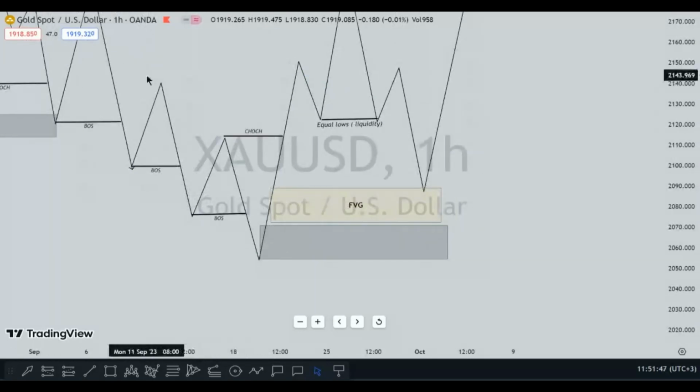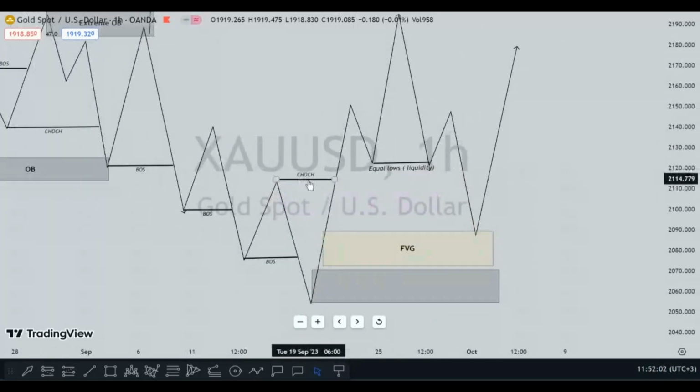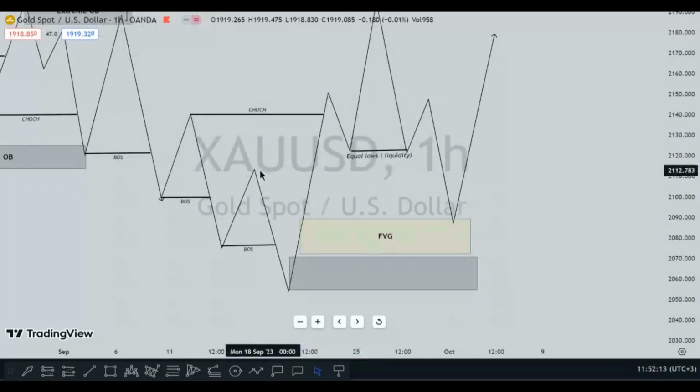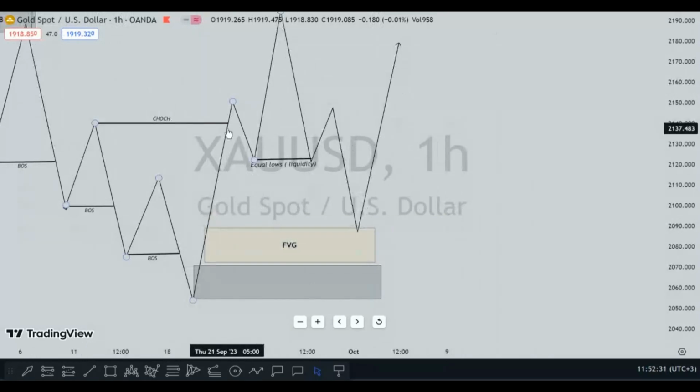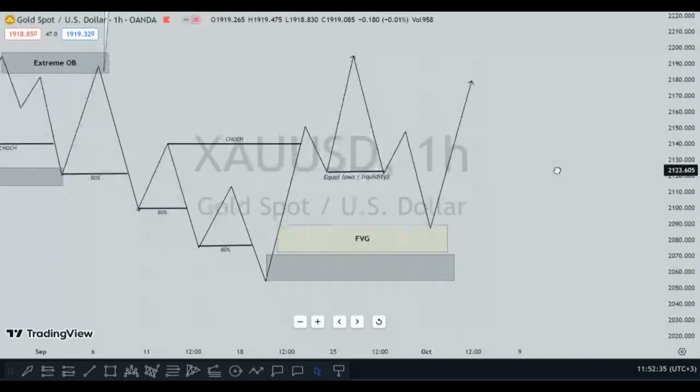Price moved up, didn't break this structure, moved down. Then this one becomes a valid break of structure. Moved up again, broke this. Oh, this one is not. This one is an internal structure, so this one is the valid change of character. Sorry. So this one is not a valid change of character. This one is because this one is the higher low. This one is the lower low. Confirmed lower low. So price broke this higher low, a clear indication that the market is changing its direction from a bearish one to a bullish one.